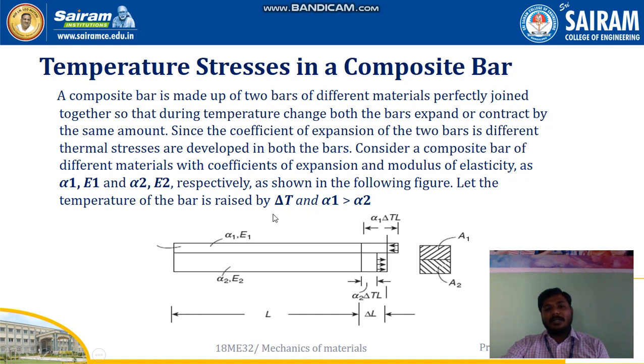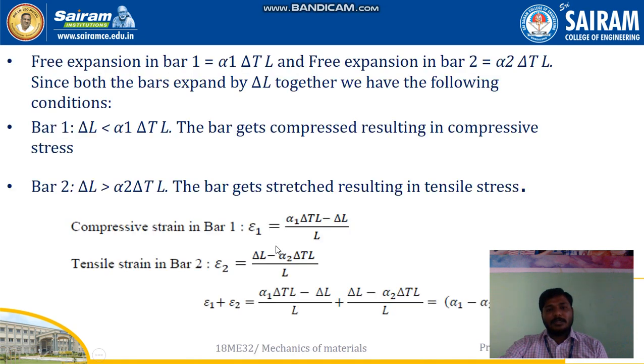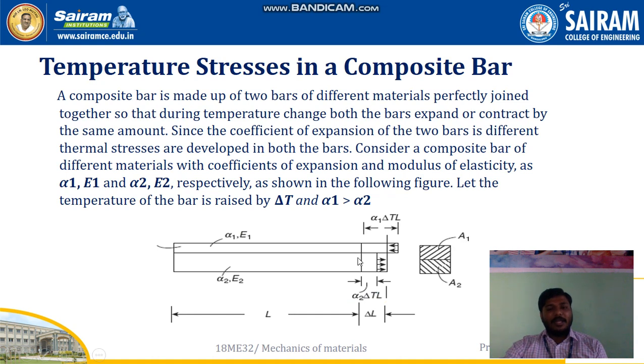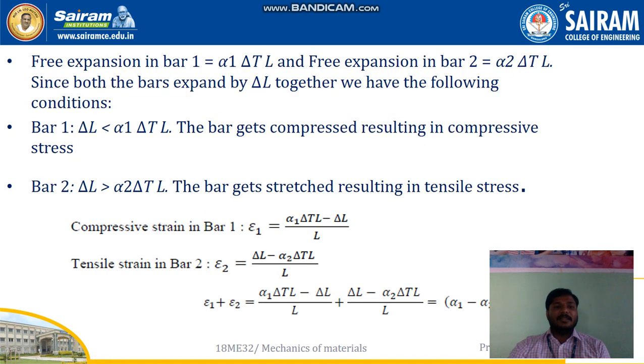Let the temperature of the bar be raised by delta T, that is the change in temperature, and alpha 1 is greater than alpha 2. Now we can see the areas A1 and A2 for the two rigidly connected bars, alpha 1 and E1 for material 1, alpha 2 and E2 for material 2. The thermal expansion is alpha 1 into delta T into L, alpha 2 into delta T into L, where delta L is the change in length and L is the original length.